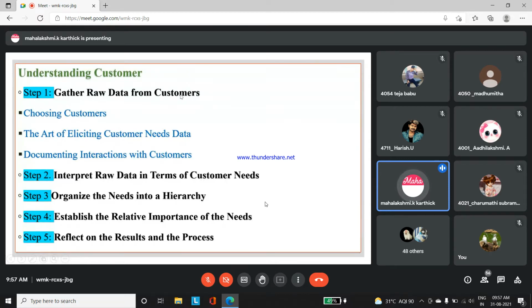How are we going to gather raw data from the customer? How to choose the customer who is really in need of your product. So choosing customer, some information we are going to learn today. The art of eliciting customer need data.